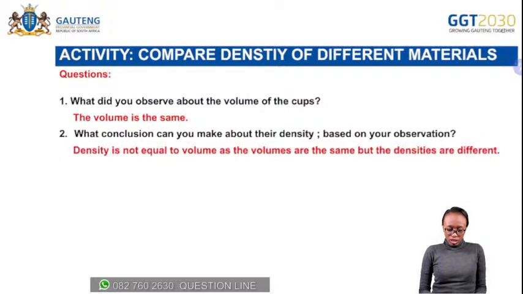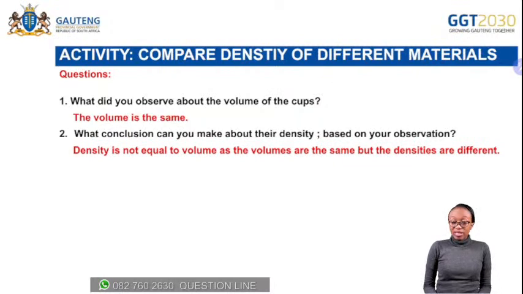So basically, what is the conclusion here? The density is not equal to volume, as the volumes are the same, but the densities are different. Why are we saying the densities are different? Remember when we were measuring the masses of the cups, they were different. We graded them from the lightest to the heaviest, air being the lightest, followed by flour, then water, then sand. So we can draw a conclusion that even though the volumes are the same, the densities are different.